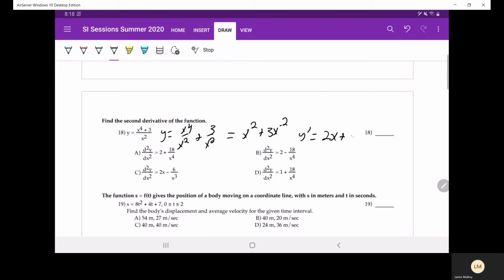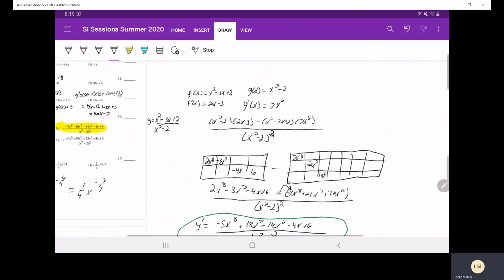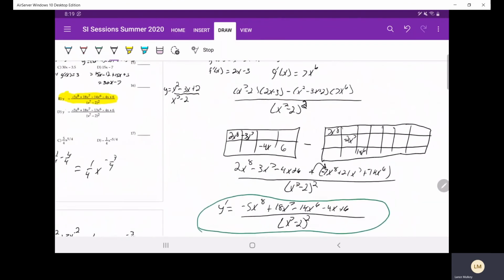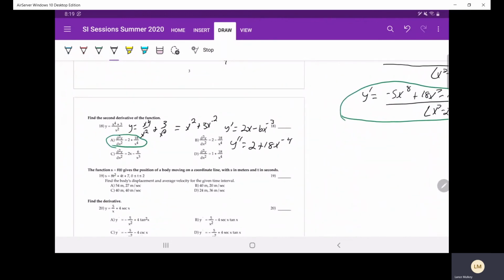Y prime equals 2x, no, it's not even plus, it's minus 6x to the negative 3rd. Y double prime equals 2 plus 18x to the negative 4th. Hey, so if you can ever simplify with your exponent rules, do that first. This problem 18 is a whole lot easier than all this hoopla over here. So always simplify before you work on it if you can.